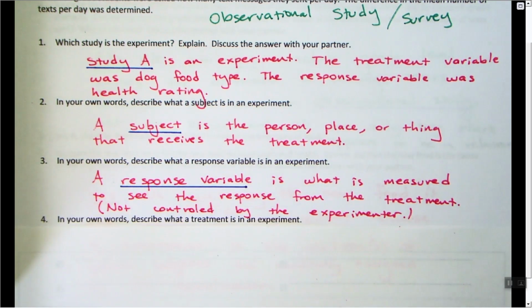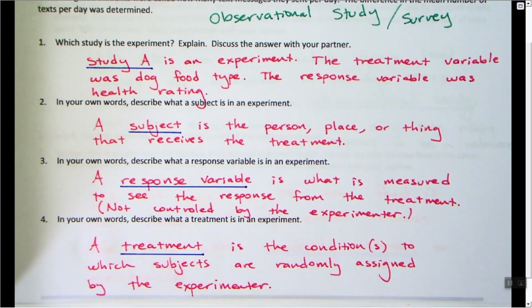The next question is, in your own words, describe what a treatment is in an experiment. Well, a treatment is the condition or conditions to which subjects are randomly assigned by the experimenter. In our dog food study, it was the food on the market or the new food, which hopefully is better for dogs. It's whatever conditions are assigned, and that could be nothing different from normal, or it can be a different treatment.